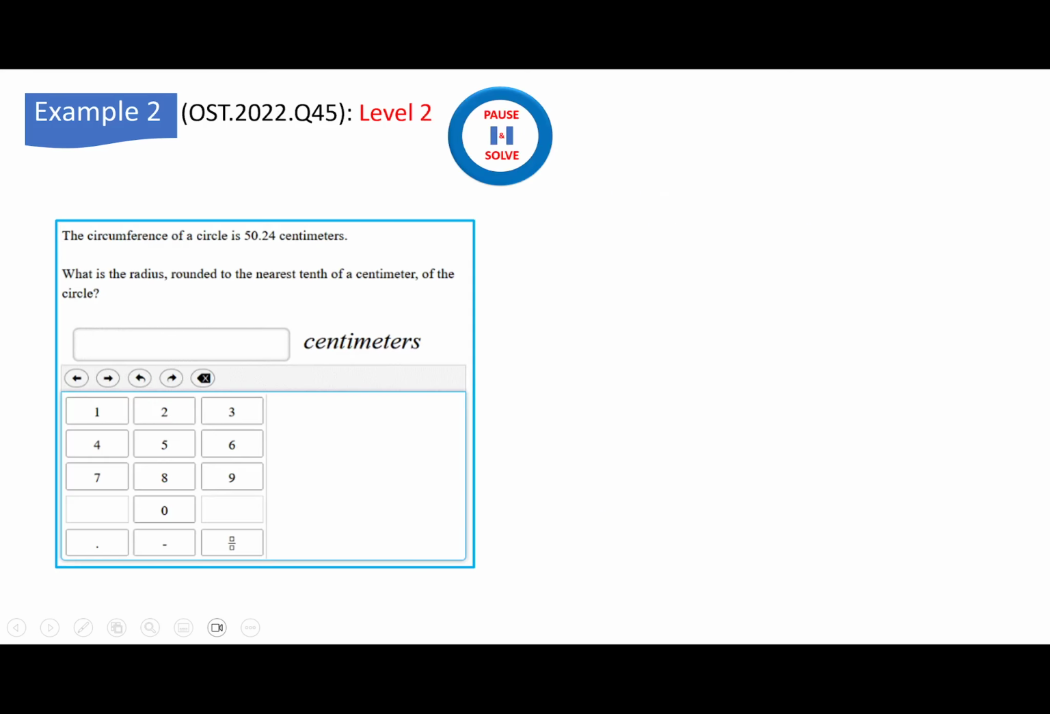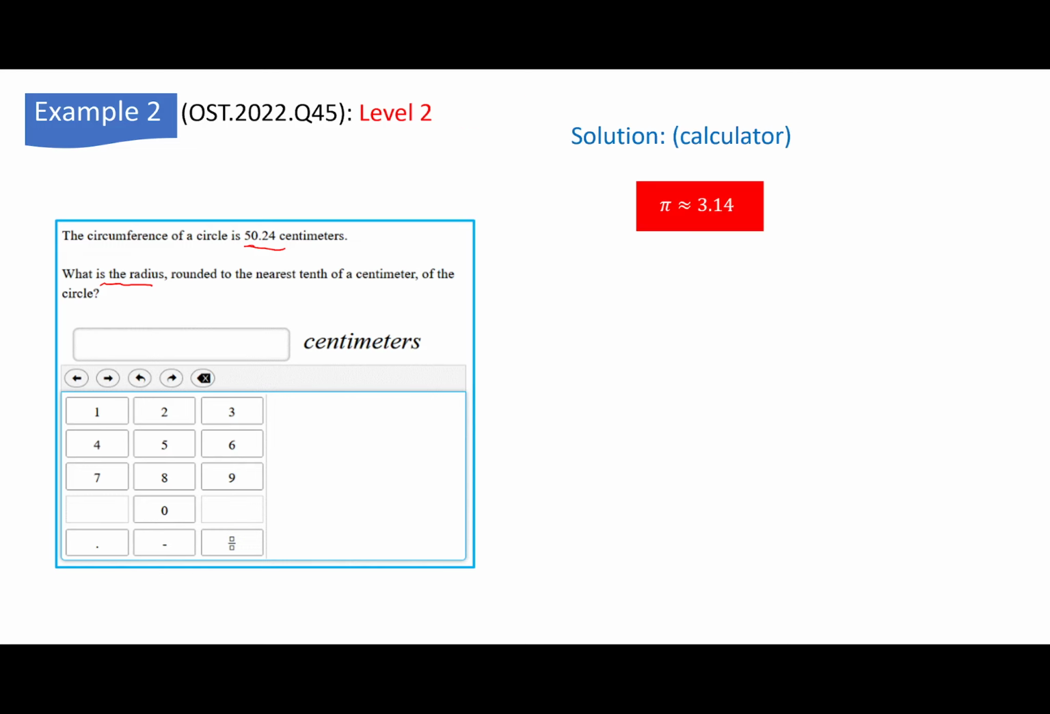Example 2. The circumference of a circle is 50.24 centimeters. What is the radius? And always they ask you to round your number, here in this example to the nearest tenth, because you're using 3.14 in those examples, so you might get a number that needs to be rounded. So we're going to use pi 3.14.